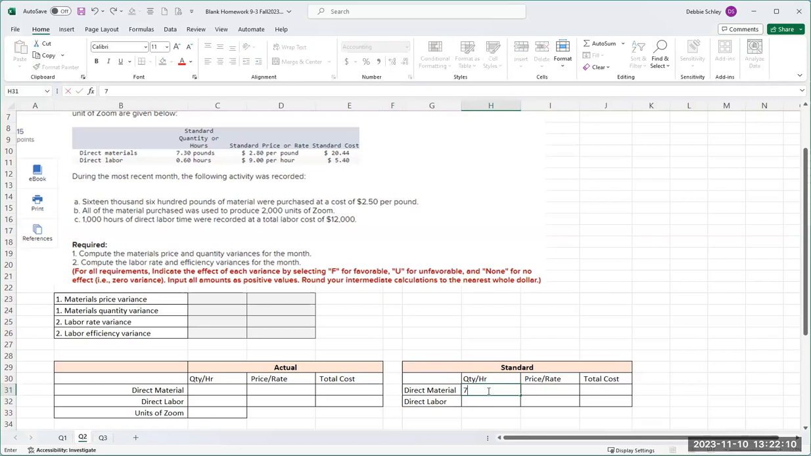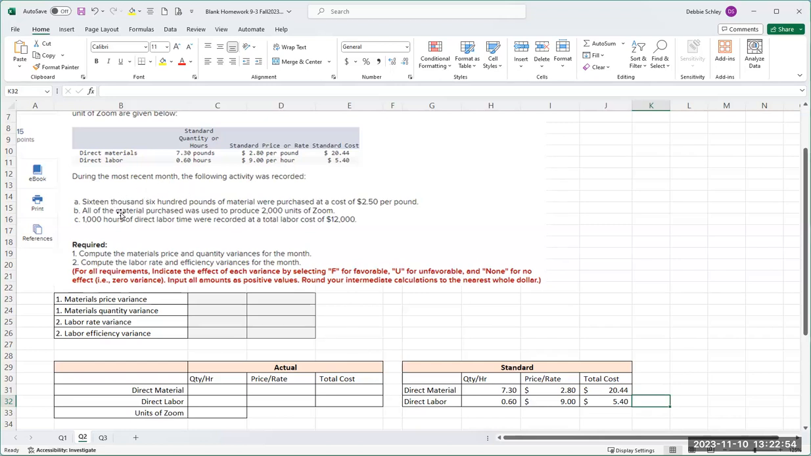Okay. So I'm just going to really quickly write down those standards. So mine is 7.3 pounds at a price of 2.8 per pound for a cost of 20.44. And then labor is 0.60 of an hour at $9 an hour for a standard cost of $5.40. Now I know they gave me those numbers, but honestly, if you multiply these across, you could get the same total. But I'm not going to do that.